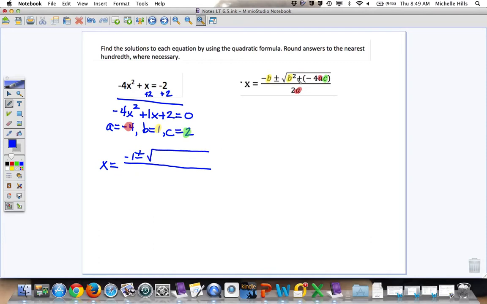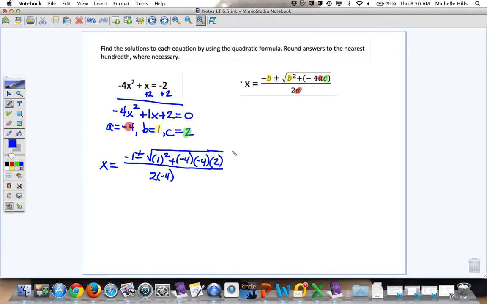The square root of, it says to take b, which is 1, and square it. So 1 squared. I went ahead and put that 1 in parentheses. Since it's positive 1, it doesn't matter, but if it was negative 1, you have to have the parentheses or it's just not right. Plus, then it says to take negative 4 times a times c. So negative 4 times the a, which is negative 4 as well, times the c, which is 2. Now that first negative 4 is going to be used every single time because it's part of the formula. And then over 2 times a, so 2 times negative 4.